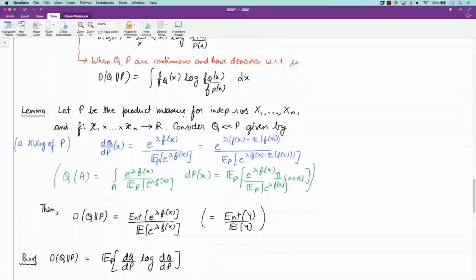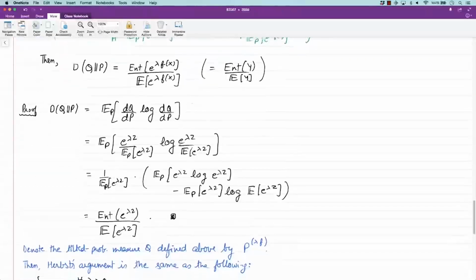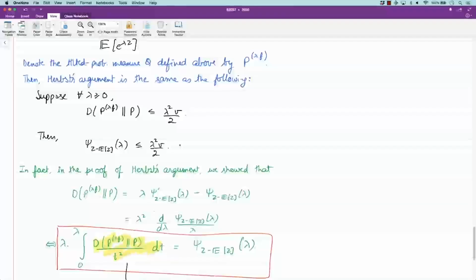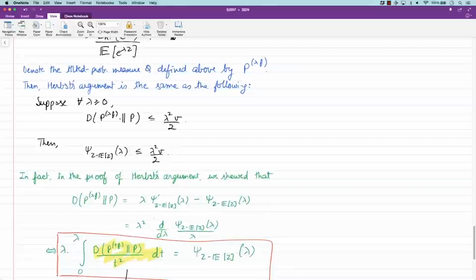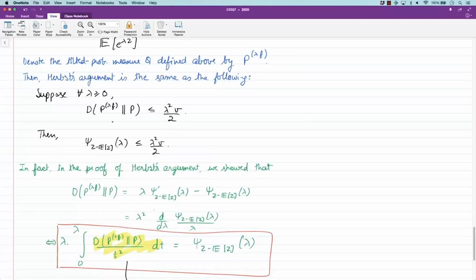Just to summarize, finally, this Herbst's condition is saying just this: if the divergence of the tilted distribution is less than or equal to lambda square v by 2 for all lambda, then the log moment generating function is also less than or equal to lambda square v by 2. Okay, next time we'll show that this condition tensorizes. See you in the next class.